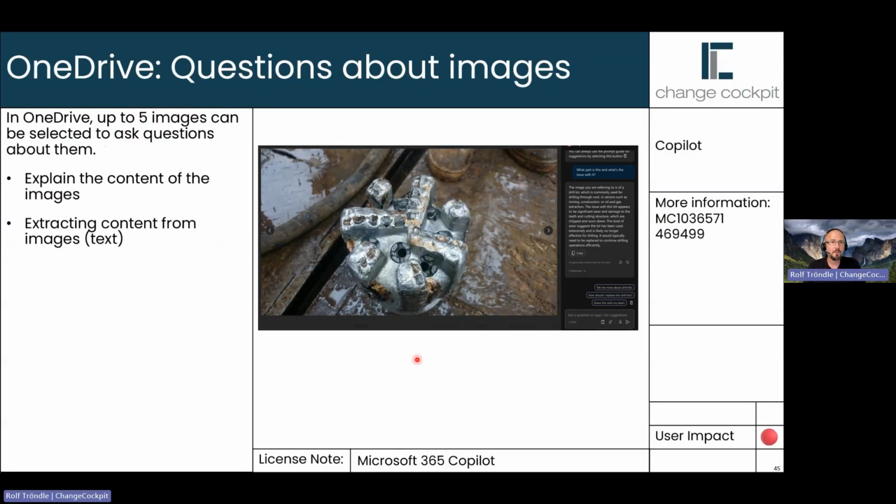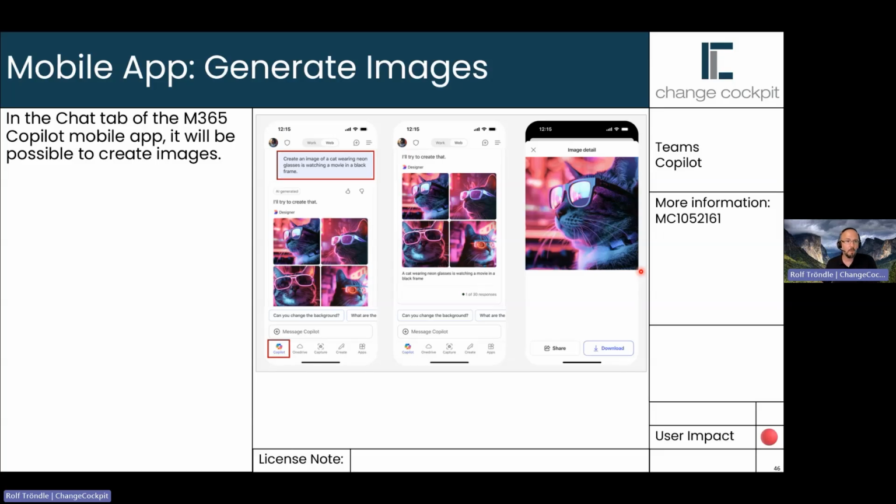Within OneDrive Web, you can now ask Copilot questions about images, like explaining the content of images or even extracting content, if there is text within an image, you can extract it as text to further continue work on this. That's useful for documentation, training, or even for visual audits. Then for the Copilot mobile app, the Office app was renamed to Copilot app as well, and you will now also be able to create images from Copilot within the mobile app. So if you are fancy to create cat images on the go, just use the Copilot app on your mobile.